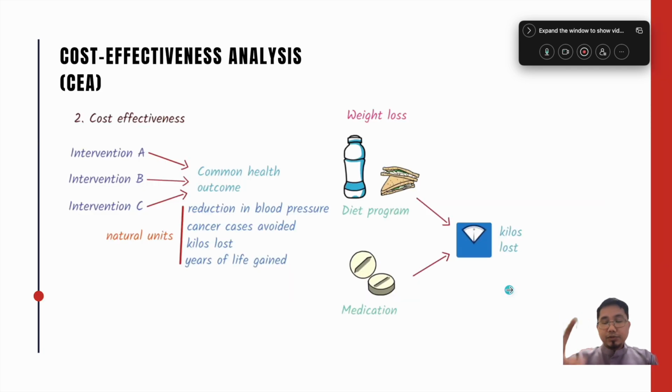So I just want to give you a simple example here. So we have interventions A, B, and C. We look at the common health outcome, such as, as an example, reduction in blood pressure, cancer cases avoided, kilo loss, or years of life gained. Okay, in this slide, I just want to give you a simple example regarding a program of weight loss. We have these two interventions, the diet program and also the medication. So the health outcome we look at is the kilo loss.